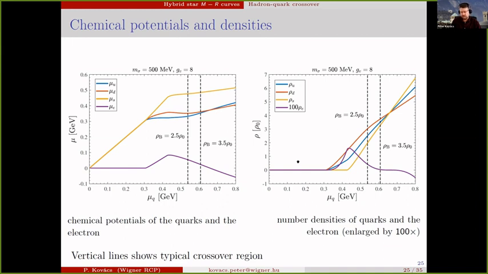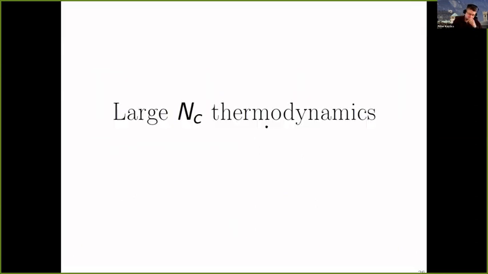Okay, or larger chemical potential. Of course, I didn't show it here. So this is in a quark chemical potential. Sorry, not in baryochemical potential. Okay, and the last thing, the third one, is the large Nc thermodynamics, which we are doing recently.